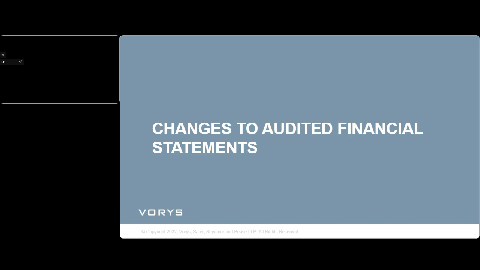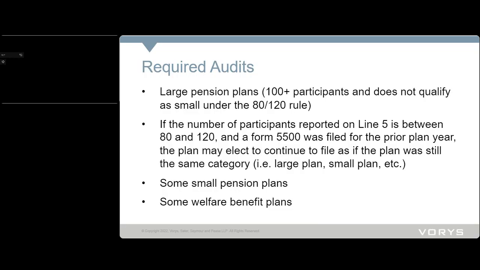Okay, so let's get into the changes to the audited financial statements. I think folks are starting to get engagement letters and deal with your auditor, and there've been some significant changes on this front. So just a quick reminder on who needs to file an audited financial statement. We're usually talking about large pension plans, so that's 100 or more participants, and the plan doesn't qualify as a small plan under the 80-120 rule.